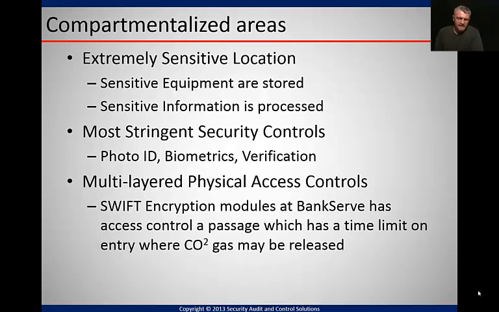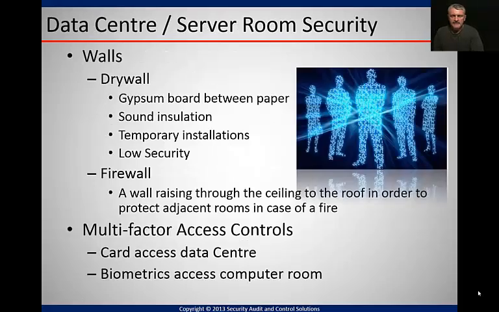A very good example I've seen is in the Swift encryption modules at a company called BankServe, between all the banks, which has access control in a passage with a time limit for you to go past. And if you don't get through that area in time, CO2 will be released, although there are CO2 masks inside that passage as well. Data center or server room security, we need to think about walls.